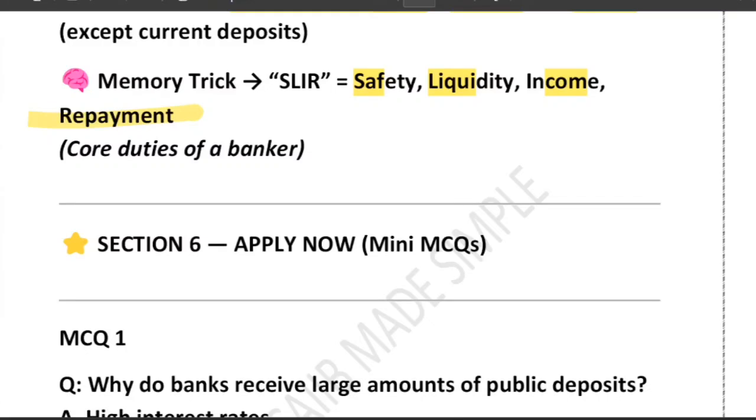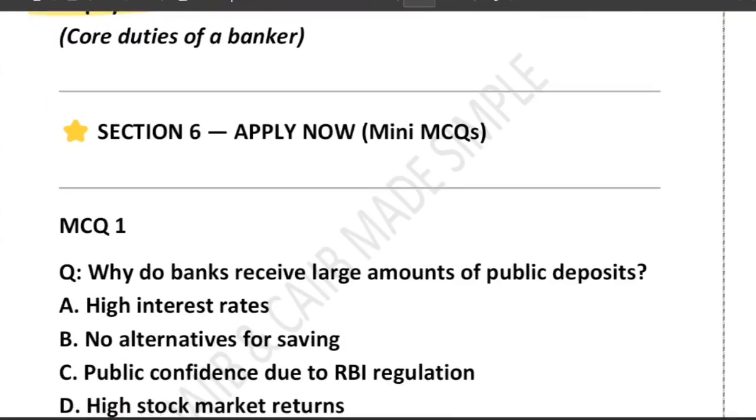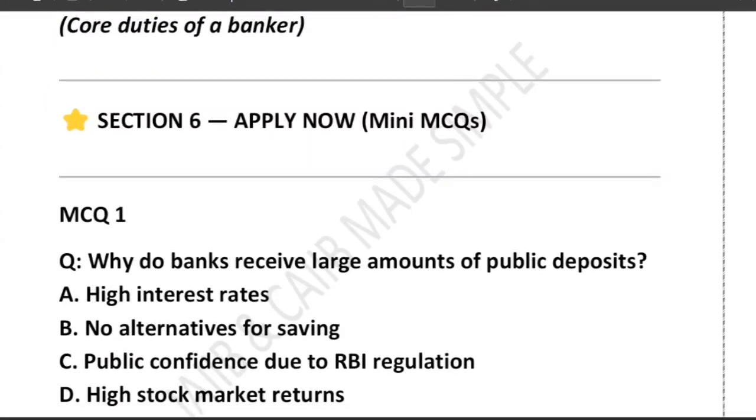Now friends, let's do some MCQs based on the concepts which we have discussed just now. So the first question: why do banks receive a large amount of public deposits? Option A, higher interest rate. Option B, no alternative for saving.